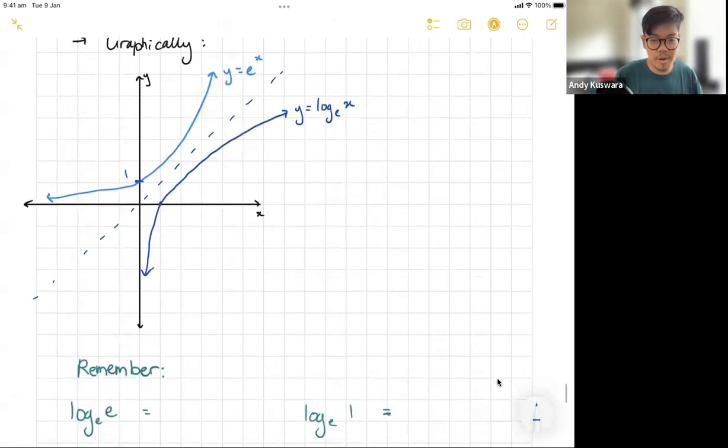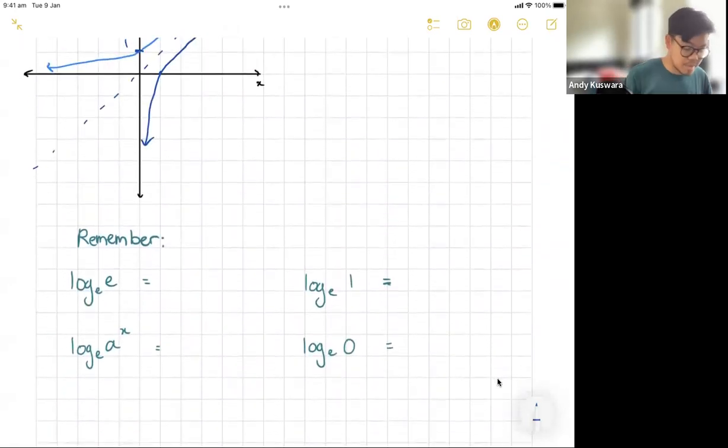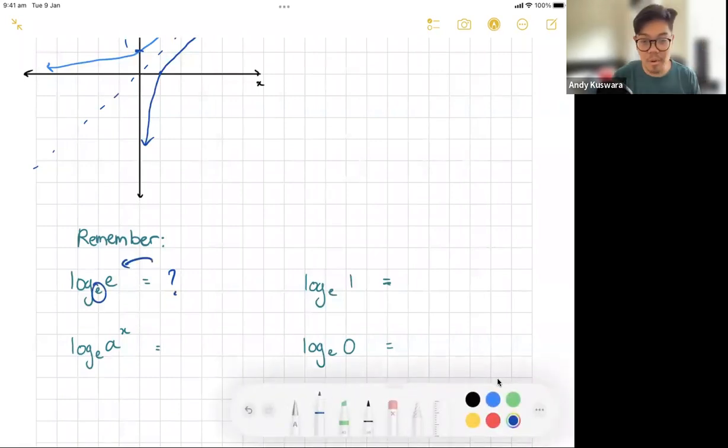All right, because today we're going to go a little bit more. There's a couple things to remember here. These are going to be very important for the work that we do today. And again, this is a review of last year. If you have log_e of e, this is basically saying e to the power of something gives me e. Okay, so have a pause, and with that in mind, see if you remember these. Pause the video here and see if you can remember what each of these are.